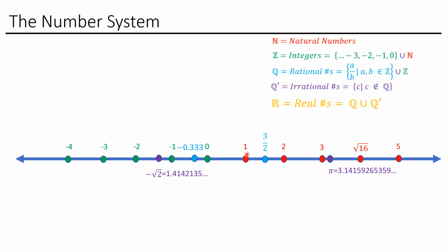So for example, let's take the number 1, okay? The number 1 is a natural number. It's an integer. It is a rational number because it can be written as 1/1, okay? And it is also a real number. So the only thing that number 1 is not is irrational, but it is all of these other things combined.